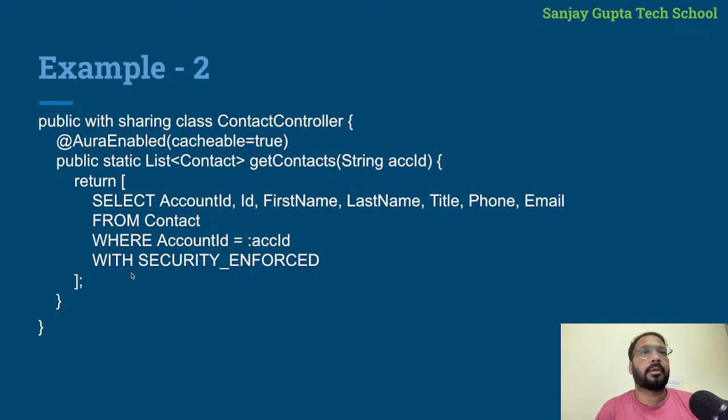And here with security enforced is mentioned. So it is for object and field level security, right? So with sharing is for record level security, and with security enforced is for field level security, right?